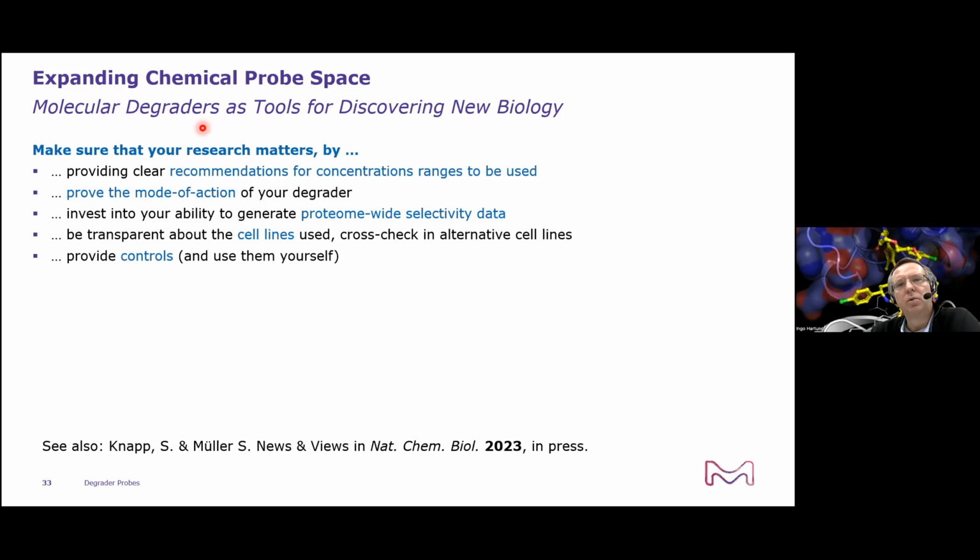So those people who discover new PROTACs and put them in the public domain really can influence how we further evolve our understanding of biology, but it's really important to adhere to certain recommendations. Make sure that you provide clear recommendations on how to use these probes, for example, by providing concentration ranges, proving what the mode of action is, and providing the necessary selectivity data. Be clear about what cell lines you used. I haven't discussed this in detail, but many of these data are quite specific for the cell line used, and make sure that you also put the controls in the public domain.